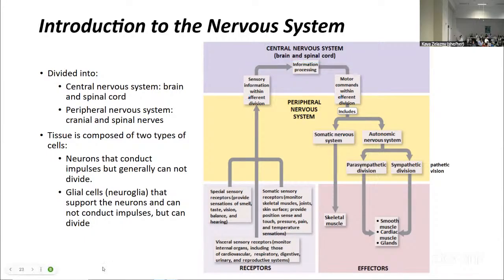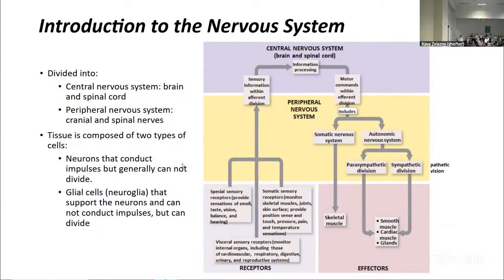So cells in the central nervous system, in the brain and spinal cord, are going to be a little different than the cells we see when we get out to nerves in the rest of our body, in the peripheral parts of the nervous system. Okay. So similarity they'll have between both of them is that we can conduct action potentials, so we can conduct impulses. But in the central nervous system, in the brain and spinal cord, you're going to see that our nerves generally don't divide, right? Okay.